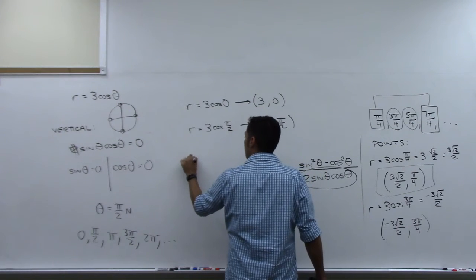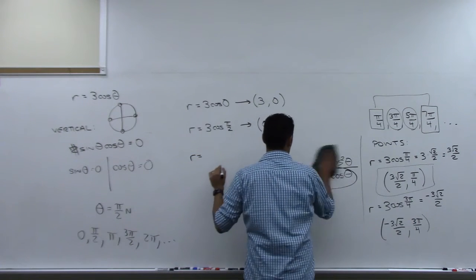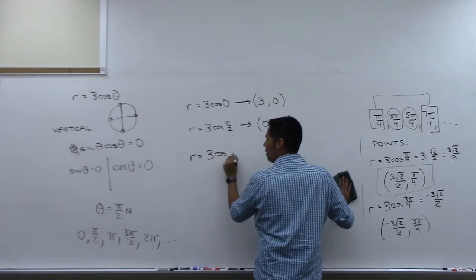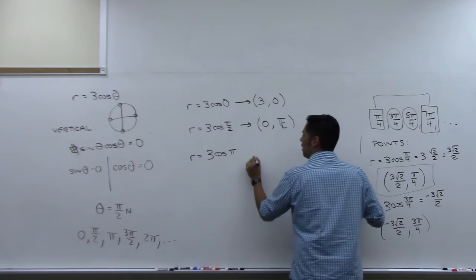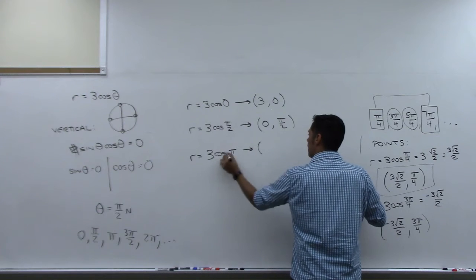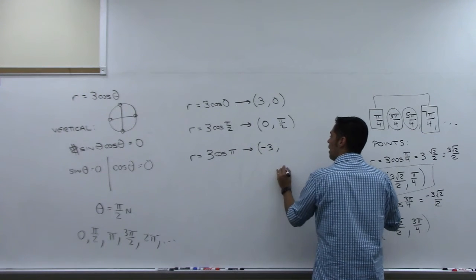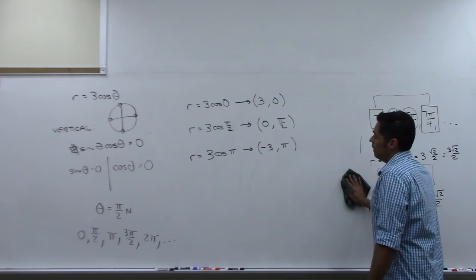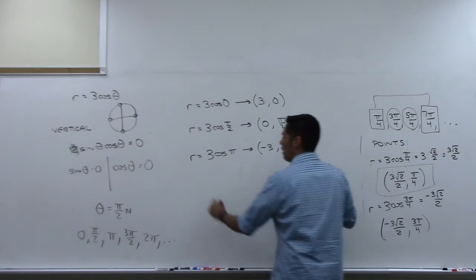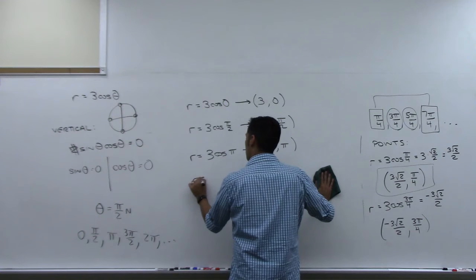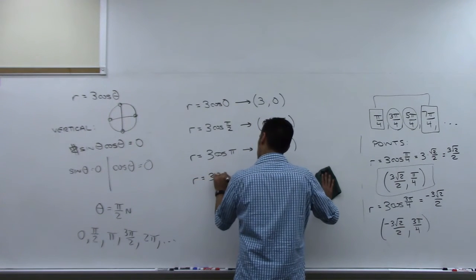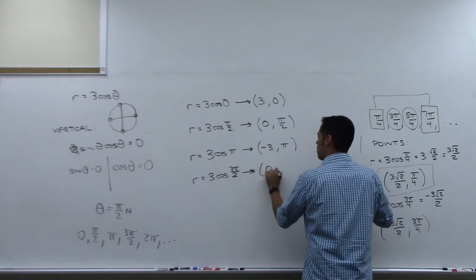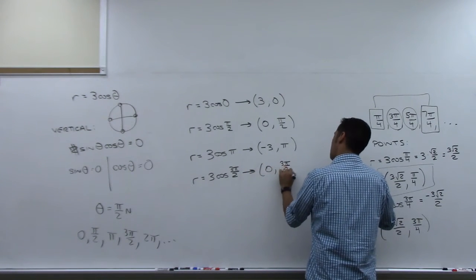And then r equals 3 cosine of pi. Cosine of pi is negative 1. So we get negative 3 here for our radius, and then pi, like that. And let's go one more. If we go 3 pi over 2, r, 3 times cosine of 3 pi over 2. Cosine of 3 pi over 2 is 0, so I get 0 at 3 pi over 2.